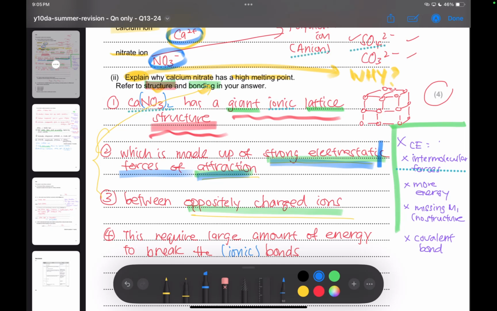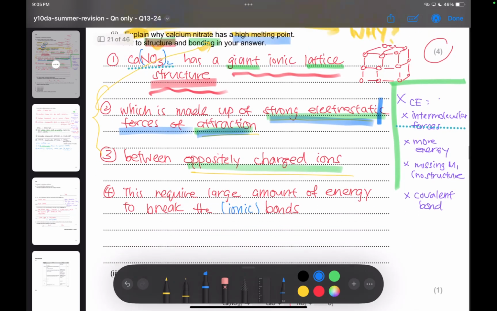And then when we put them together, we need to answer the question: so what? Why, in this case, do they have a high melting point? Because a large amount of energy is required to break the ionic bonds. So this is how you link up the 4 points to answer the high melting point.